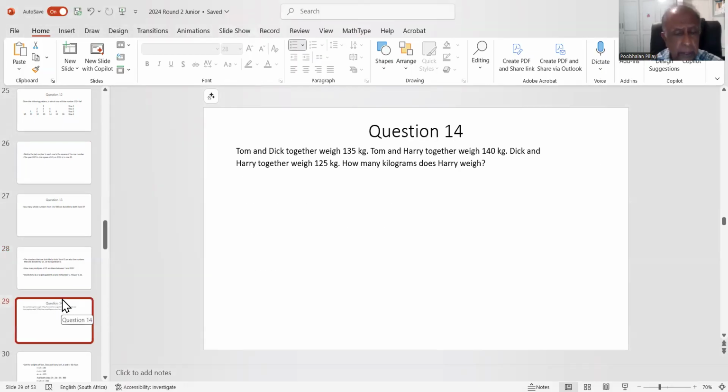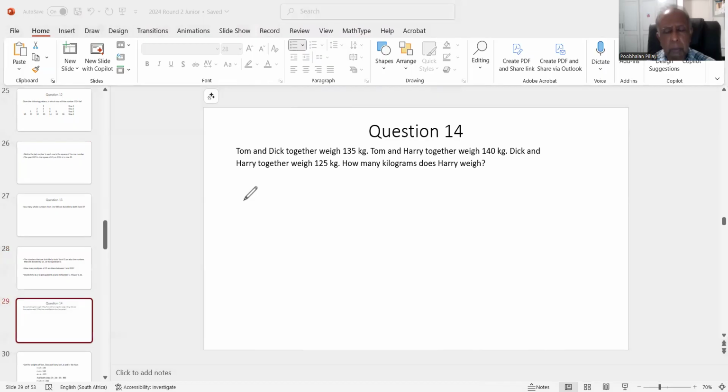We go to question 14. Now here it says Tom and Dick together weigh 135 kilograms. Let's say that Tom's weight is T and Dick's weight is D. That means when you add the two weights, you get 135. Okay, that takes care of the first fact.